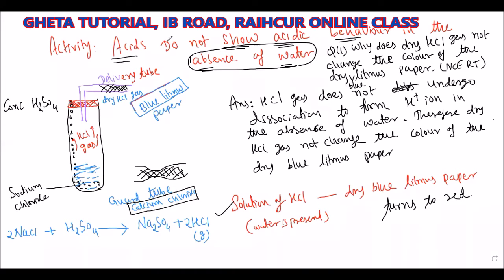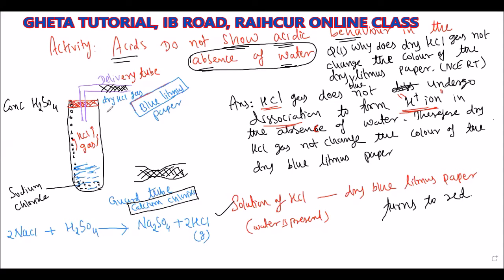So see that acidic characteristics. HCl will show the acidic character only in the presence of water. What is the reason here? Because HCl in the presence of water dissociates to form the H plus ion. If the H plus ion is formed, then only HCl can change the blue litmus to red. Otherwise, it will not change the blue litmus to red. Compulsorily, in the acid, the water should be present.